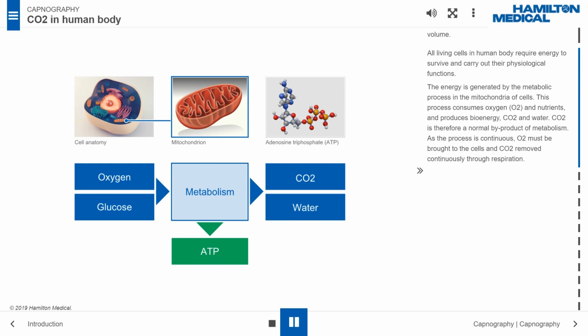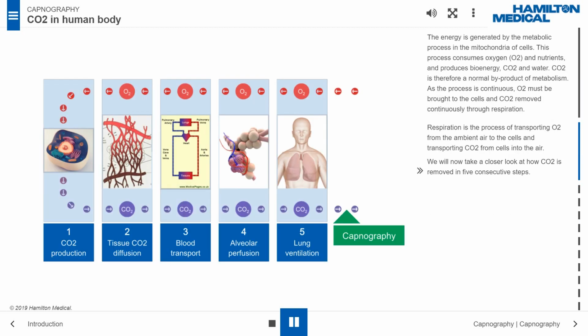As the process is continuous, O2 must be brought to the cells and CO2 removed continuously through respiration. Respiration is the process of transporting O2 from the ambient air to the cells and transporting CO2 from cells into the air. We will now take a closer look at how CO2 is removed in 5 consecutive steps.